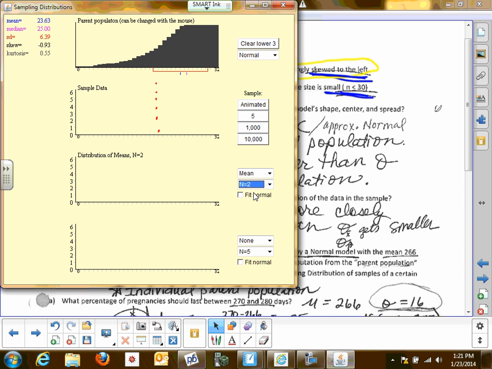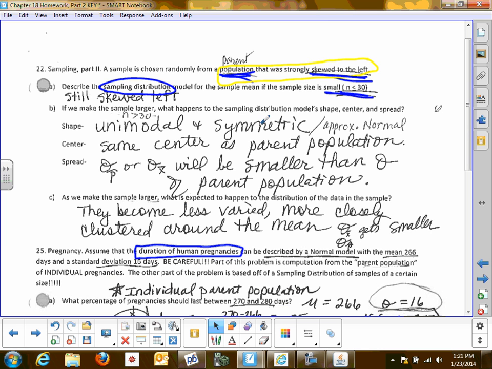What's the shape of this sampling distribution? Still skewed left. Okay? So that's what you have written here. Number 22A. It was still skewed left because the sample size was not large enough to overcome the messed up parent population. Okay, next. What if we made the sample size larger, in terms of n greater than 30?